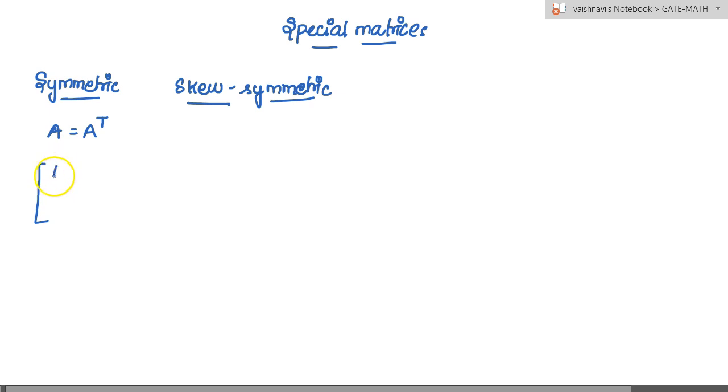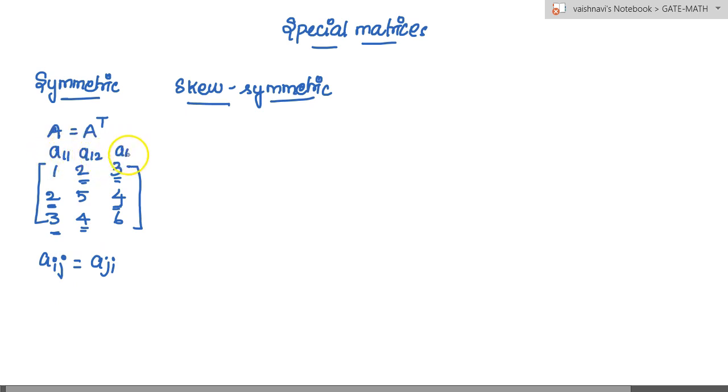Then how should the matrix look like? 1, 2, 3, 2, 5, 4, 3, 4. See, however you interchange the rows and columns, this won't change. Okay, let's check it now. Aij will be equal to Aji. That is what we call a symmetric matrix. This is A11, A12, A13, and this is A21. See here, A12 is equal to A21, right? This is what we call a symmetric matrix. If you interchange and write, you will get the same thing.